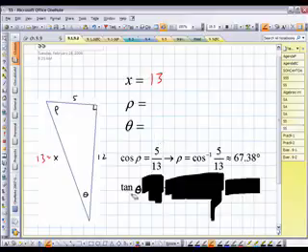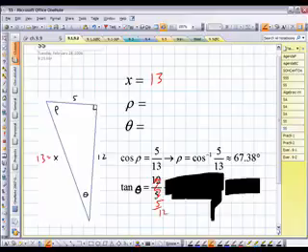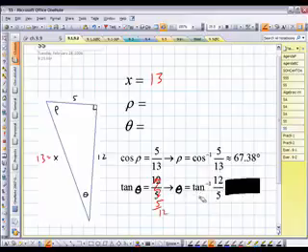To get theta, here's another way to do it. Tan theta, opposite over adjacent, Sohcahtoa, T-O-A. So 5 over 12, excuse me, it should be 5 over 12. So then we take the inverse tangent of 5 over 12. And we end up with 22.62 degrees.